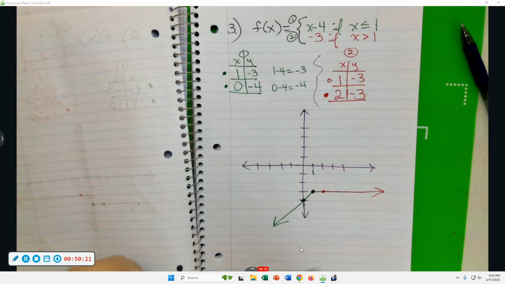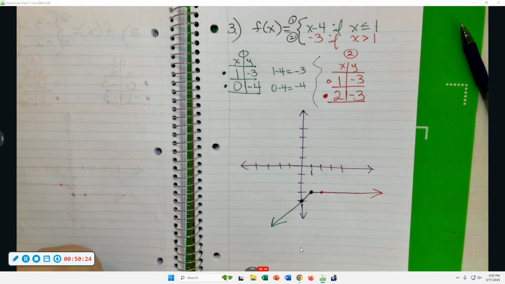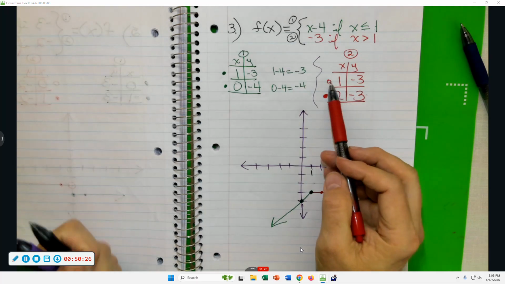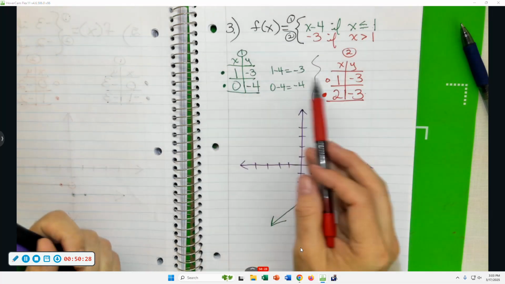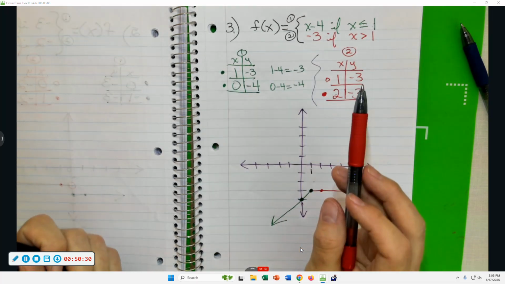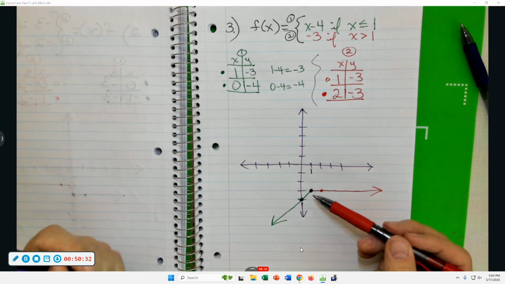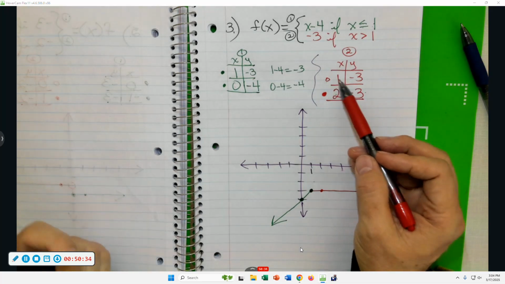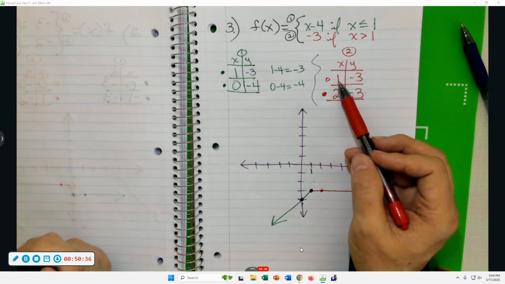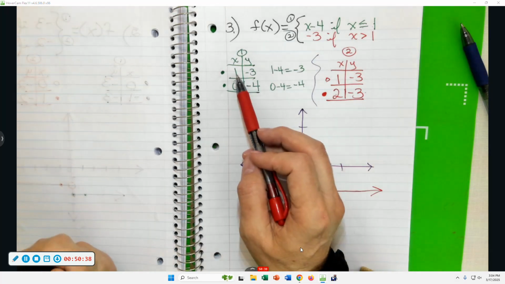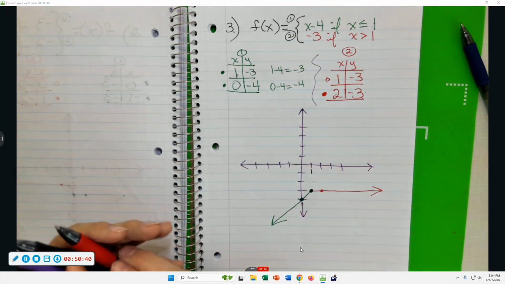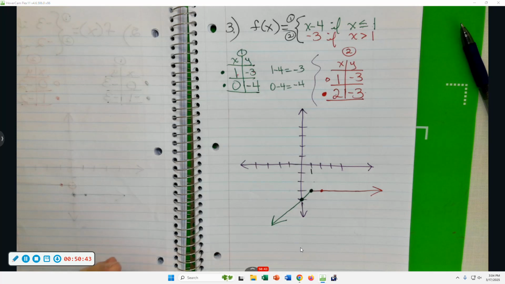Any questions? The reason I wanted to do this problem is what happens if you have an open and a closed dot at the same spot? Your graph has a closed dot. That open dot there said that 1, negative 3 isn't on the graph, but yes it is. It's on the graph for the other piece. Any questions on our logic there?